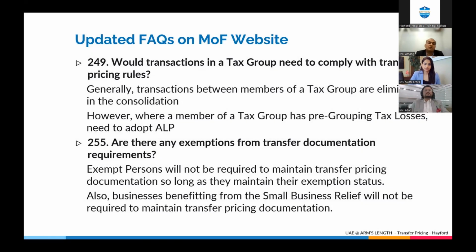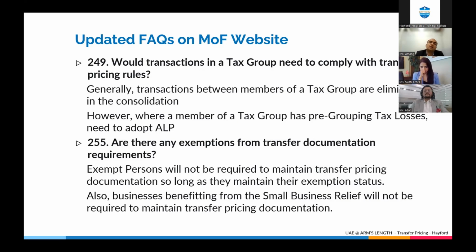Another few FAQs, two of them which we thought are relevant with respect to group tax grouping. What would happen, whether transfer pricing rules would apply? Generally, the transactions get eliminated, and therefore it should not apply in terms of transaction when there is a tax group under the CT law. Mind you, tax group under CT law is different from the tax group under VAT law. So naturally, you would not become a tax group under CT law because you need to have a different set of criteria being fulfilled besides what was applicable in VAT.